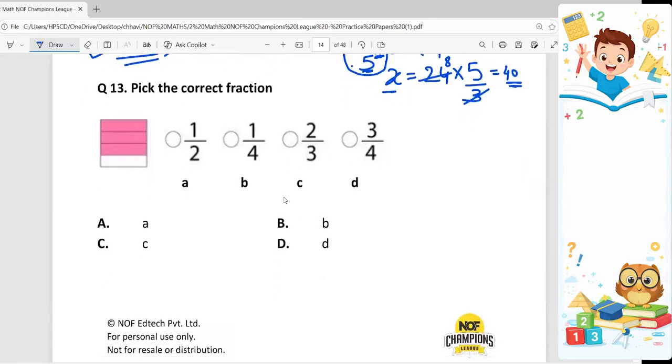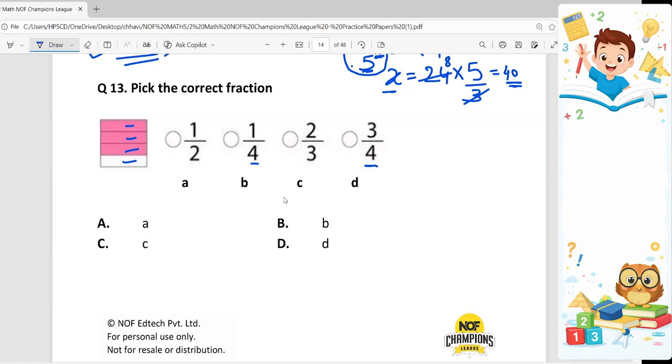Next, 13th. Pick the correct fraction. We have to pick the correct fraction. So what is the total number of portions over here? 1, 2, 3, and 4. So we have this and this as the correct denominator. Now let's see the numerator. 3 are the shaded portion and 1 is the empty blank portion.